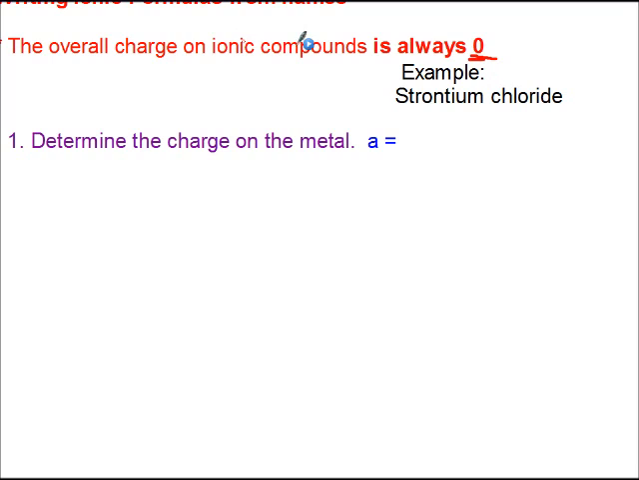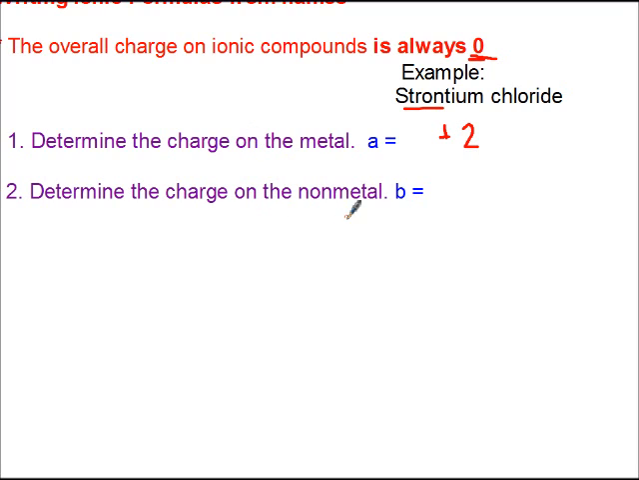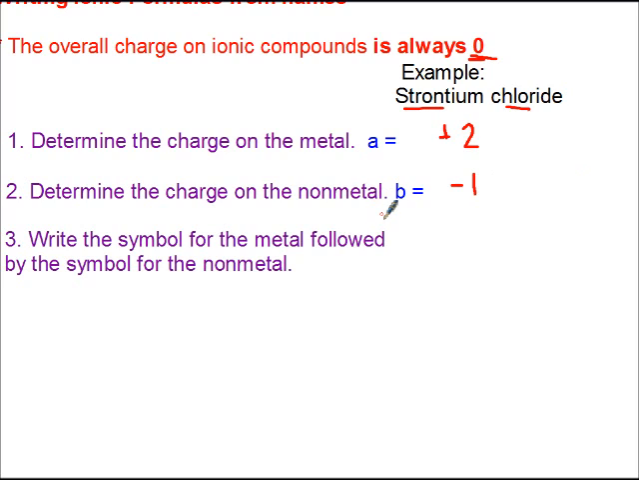So when I want to figure out how to write the formula for this, the first thing is to figure out the charge on the metal, being the first one. So strontium, if I look at strontium on my periodic table, it has a +2 charge, it's going to lose 2 electrons. The next thing I'm going to do is figure out the charge on the nonmetal, the chloride. Chlorine is going to gain 1 electron, so it's going to have a -1 charge. Next, I'm going to write the symbol for the metal, Sr, followed by the symbol for the nonmetal, Cl.